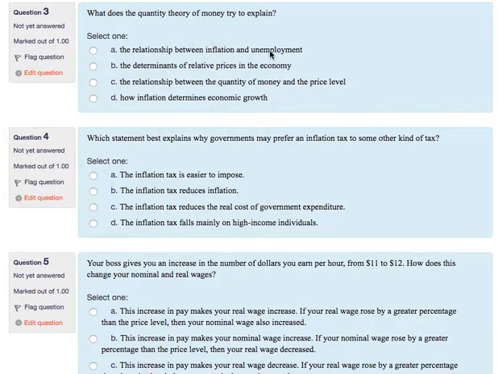Relationship between unemployment and inflation. We don't talk about unemployment here. The determinants of relative prices in the economy is not mentioned here. The relationship between the quantity of money and the price level is what I just mentioned. M is on one side, price level is on the other side. And how inflation determines economic growth is not mentioned at all by this equation.